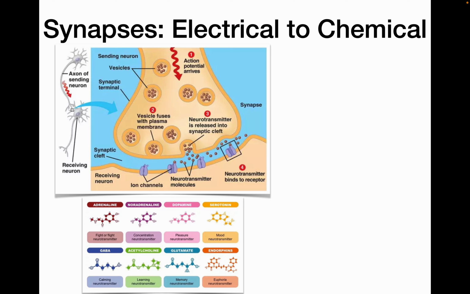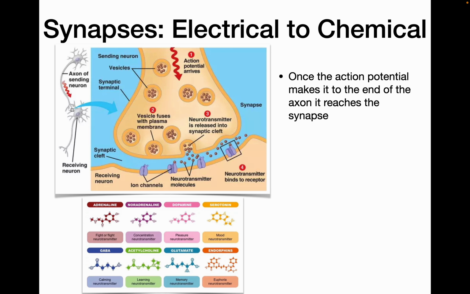All right, so the next part of this is synapses, so going from electrical to chemical signaling. Once we have that action potential going from negative to positively charged, it's happening inside the axon. It gets to the end of the neuron. So here is the axon inside here. We have it going from negative at rest to being positively charged. It gets to the end here, the terminal buttons, and it's going to reach the synapse.